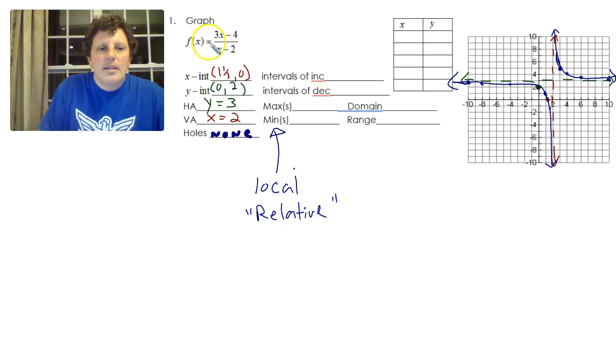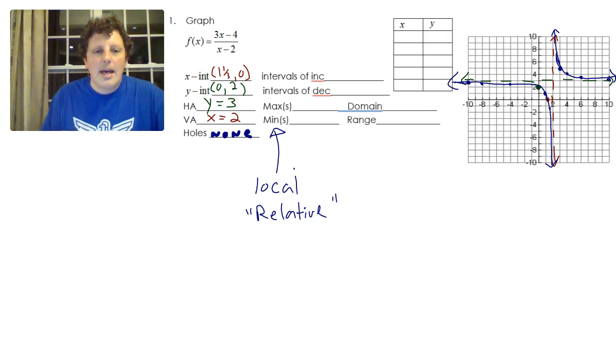We'll start with example one. We've already graphed all the asymptotes and the holes and the intercepts, and now we want to describe the characteristics. Remember, with intervals of increase and decrease, we only use x values to describe that. So we want to know, where is the function increasing from left to right? Where is it decreasing from left to right?